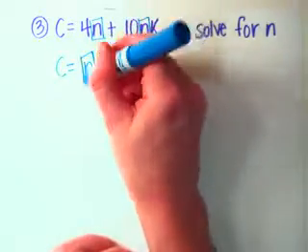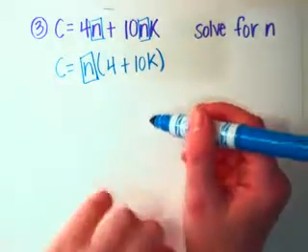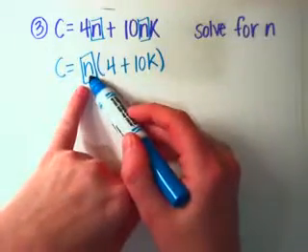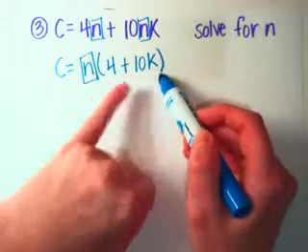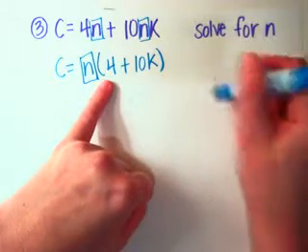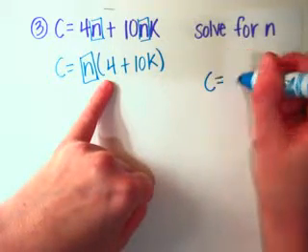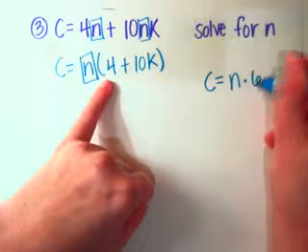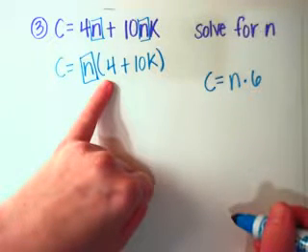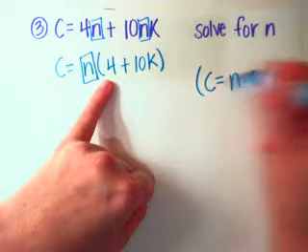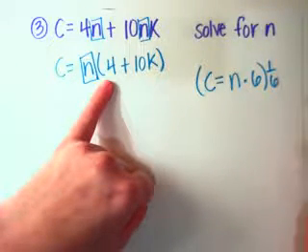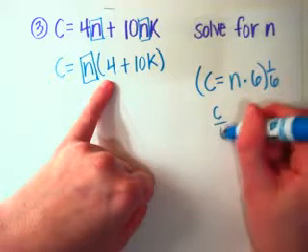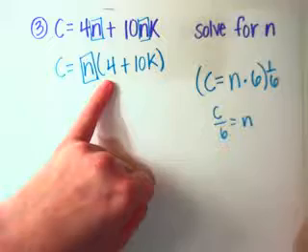All right. Now, remember, we're trying to get n alone. This is saying n times the quantity 4 plus 10k. n times whatever's in parentheses. If I had written c equals n times 6, you would say, okay, you can multiply both sides by 1/6. Or you could divide both sides by 6 if you wanted to think of it that way. And you end up with c over 6 equals n.